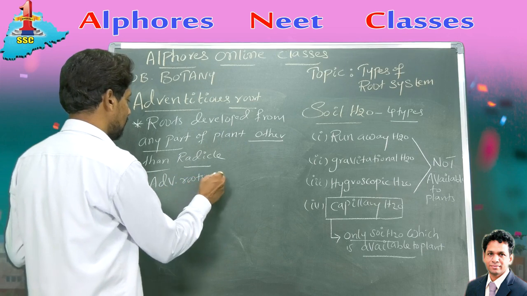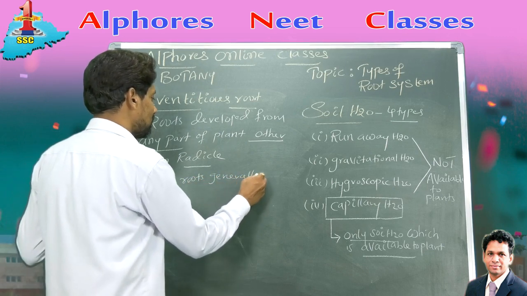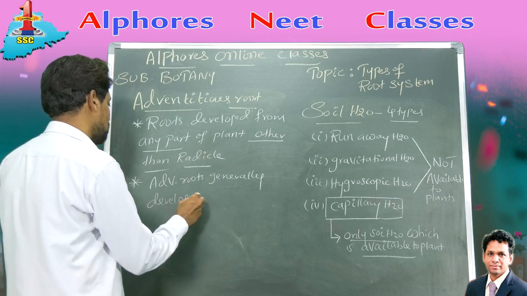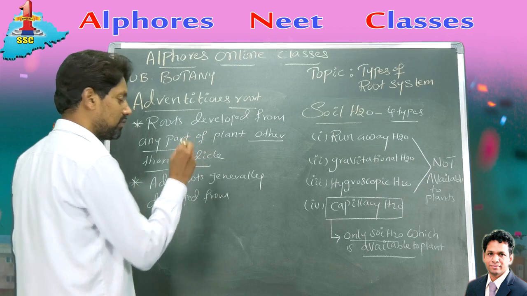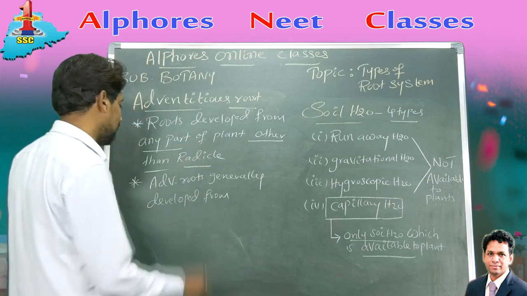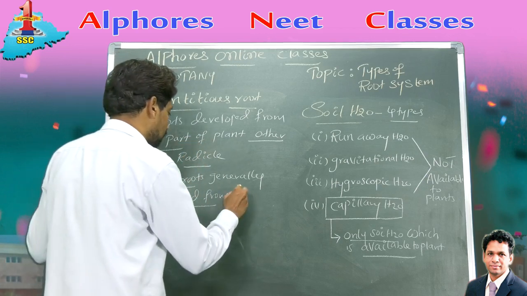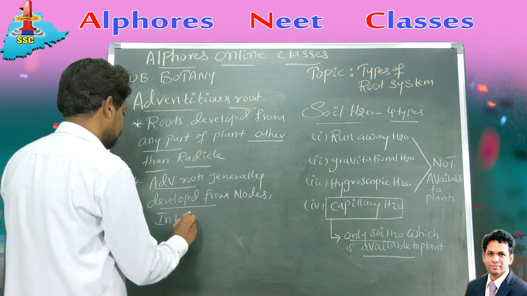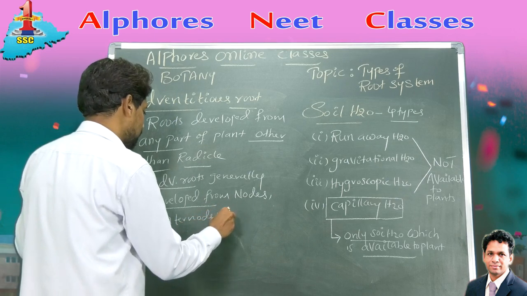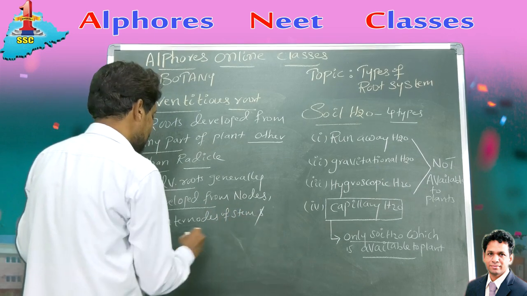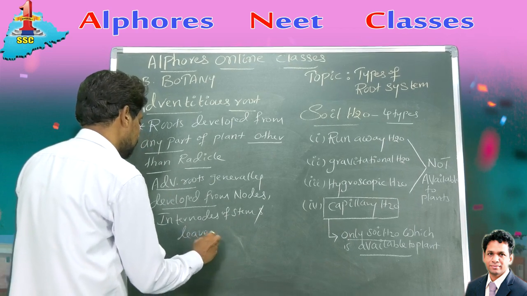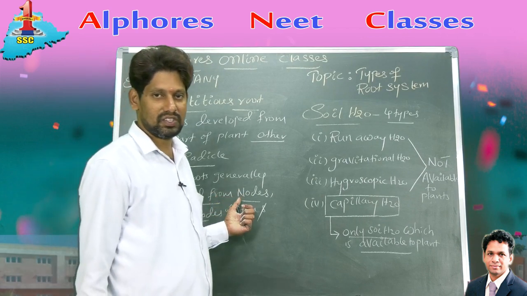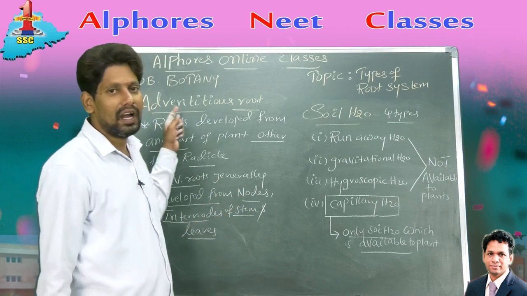Adventitious roots are generally developed from the nodes, internodes of the stem, and from the leaves. Are these statements okay? Therefore, they are developed from the nodes, internodes of the stem as well as from the leaves. Which roots are they? Adventitious roots.